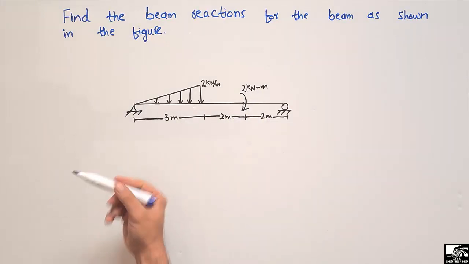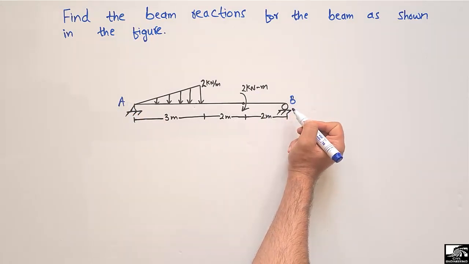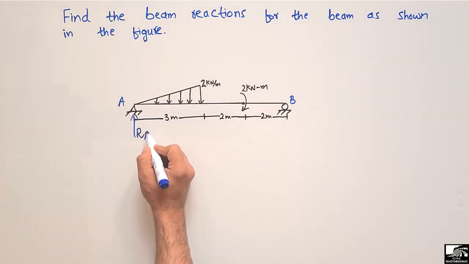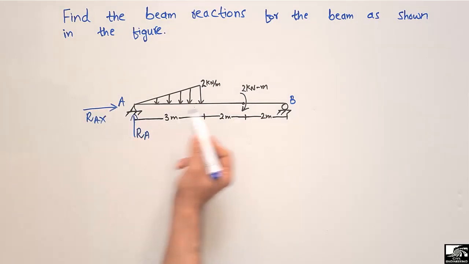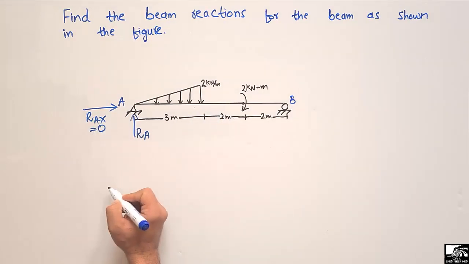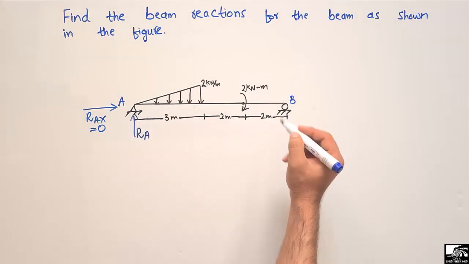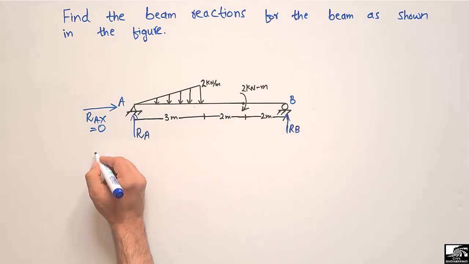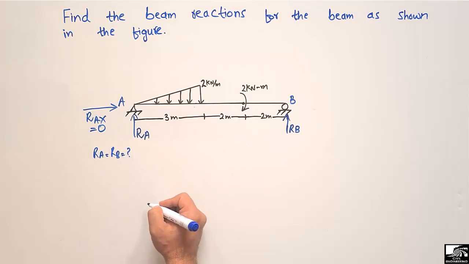So let's consider this support A is a hinge support and the roller support is B. The hinge support can resist the vertical load RA and also the horizontal load RAX. But in this case there is no horizontal load acting on the beam, so this component will be equal to 0. So we only have to find out the vertical reaction of the hinge support. The second one is RB here. So we have to find out these RA and RB. These are both the unknown support reactions.